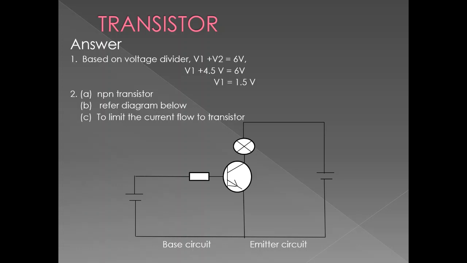Okay, so what is the function of the resistor R here? The resistor on the base terminal is to limit the current flow to the transistor. In other words, to control the current flow through the transistor.